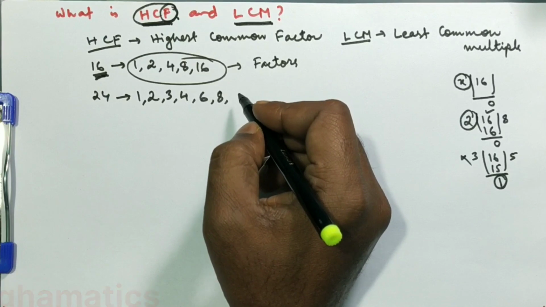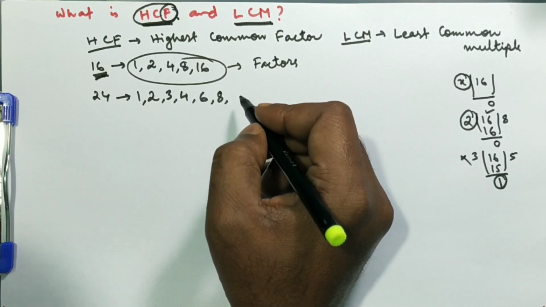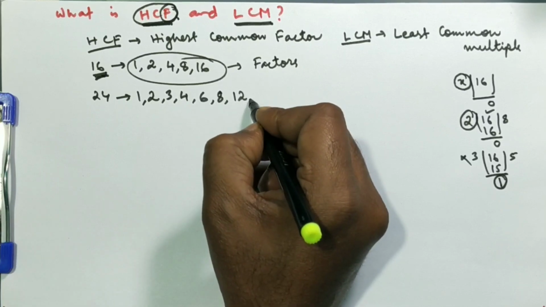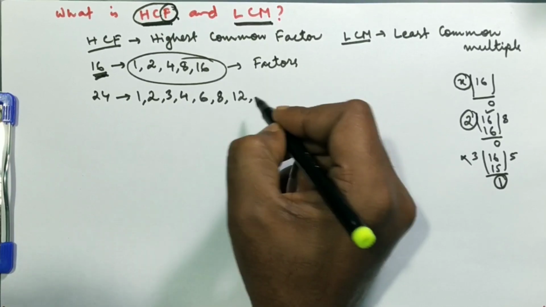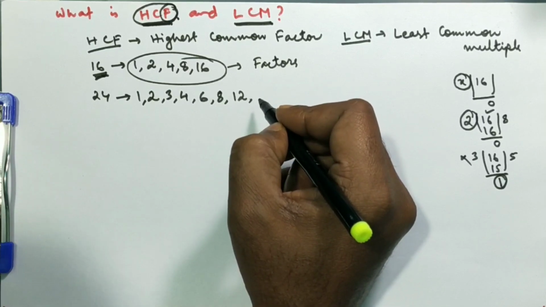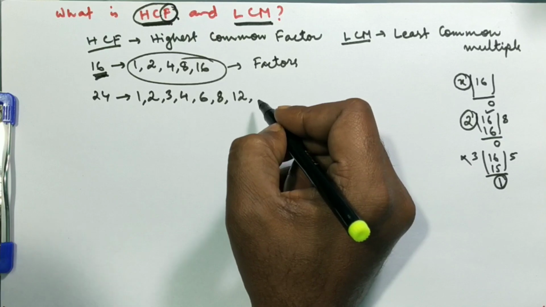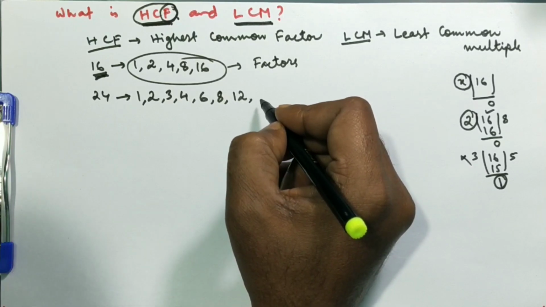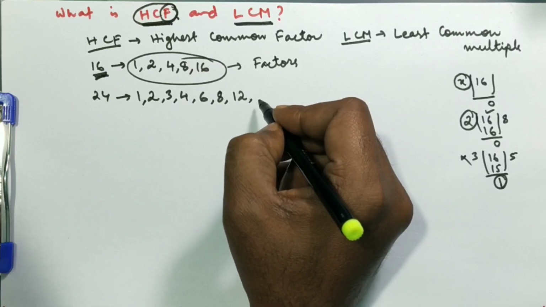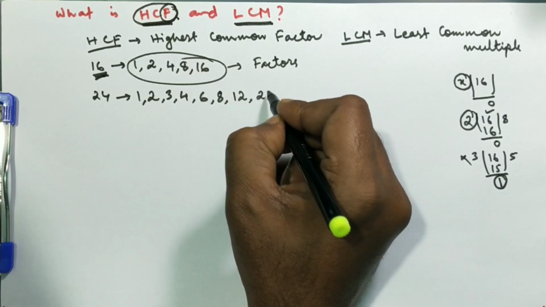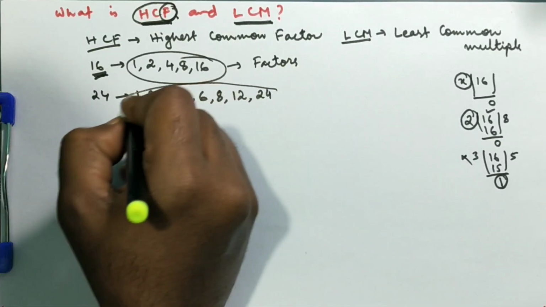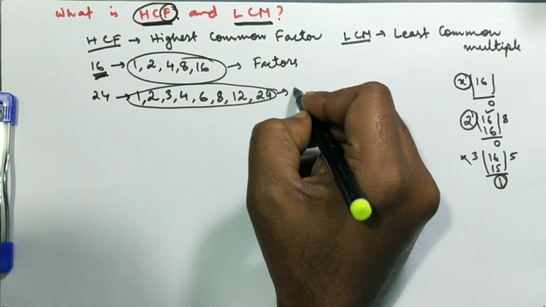Then 9, there will be a remainder. 10, there will be a remainder. 11, 12: if we divide by 12, the remainder is 0, so 12 is also a factor. Then if we divide by 13, 14, 15, 16 till 24, there will be a remainder of either 1, 2, 3, 4, 5, 6, but we should get the remainder as 0. So if we divide by 24, then also the remainder will be 0. So these are the factors of 24.